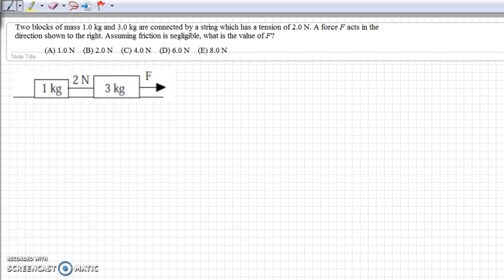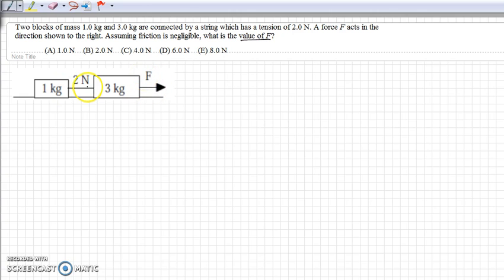All right, so this problem is a little bit misleading. This is problem 6 because it asks us to find what the value of F is. So you might think that it's a good idea to treat the first and the second block as one system and think about this one external force that is acting on the 4 kilograms of mass. The problem with that is that you don't know what the acceleration of the system is, so that's not going to help you too much.